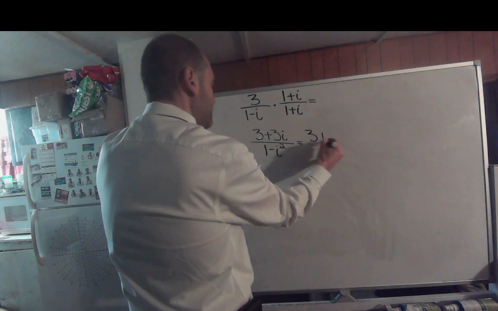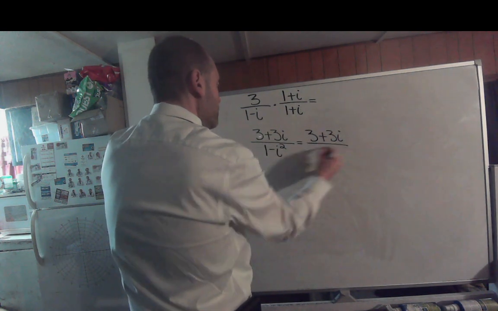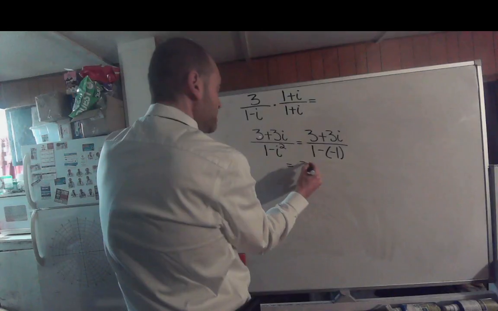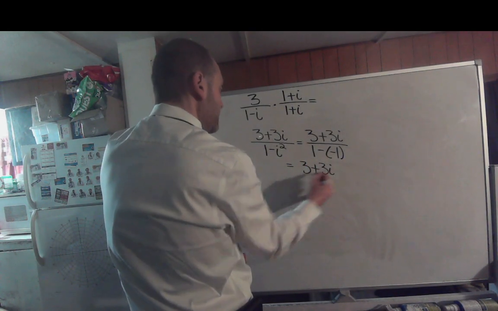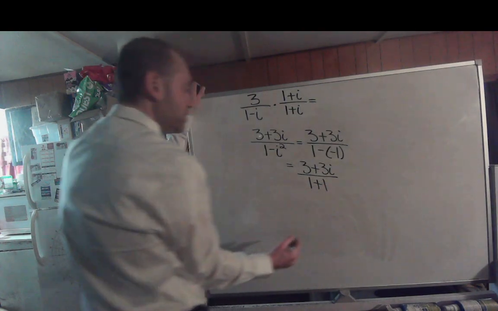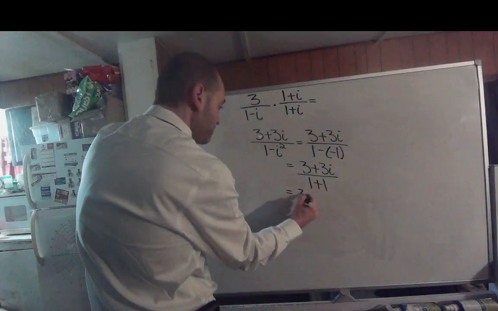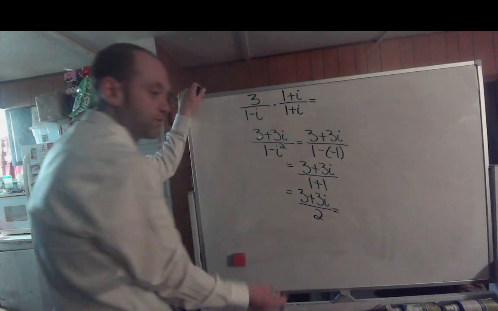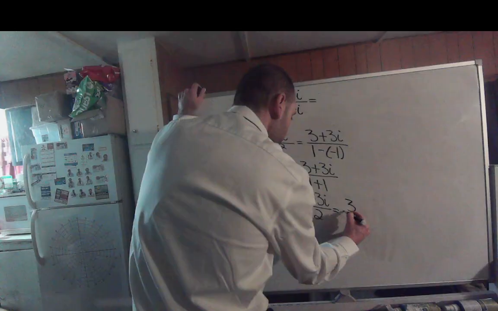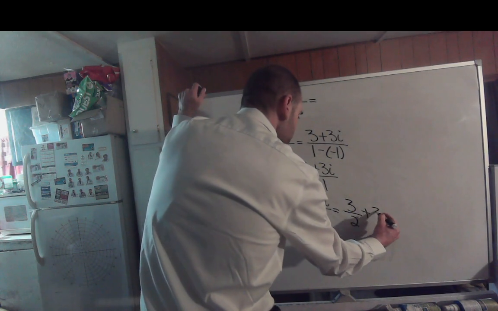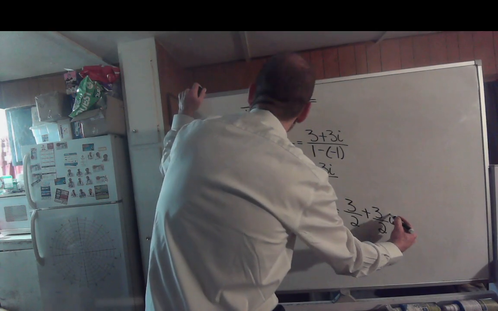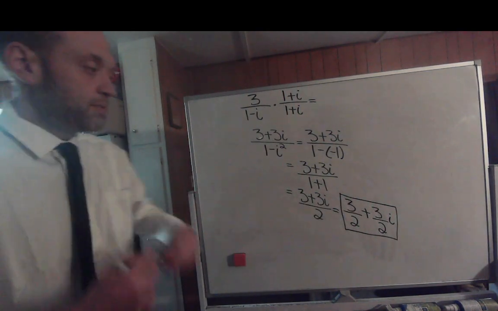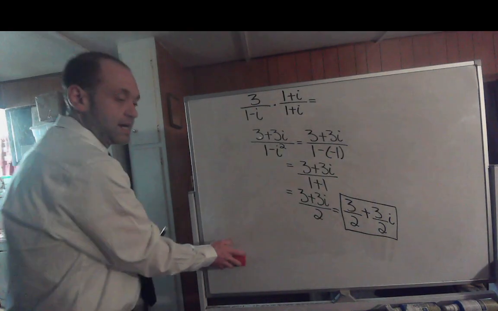which would turn into 3 plus 3i over 1 minus negative 1, which would end up giving you 3 plus 3i over 1 plus 1. So this would be 3 plus 3i over 2, which to write in standard form, you've got to separate these. You would end up getting 3 halves plus 3 halves i. So the number you should get in standard form would end up being 3/2 plus 3/2 i.